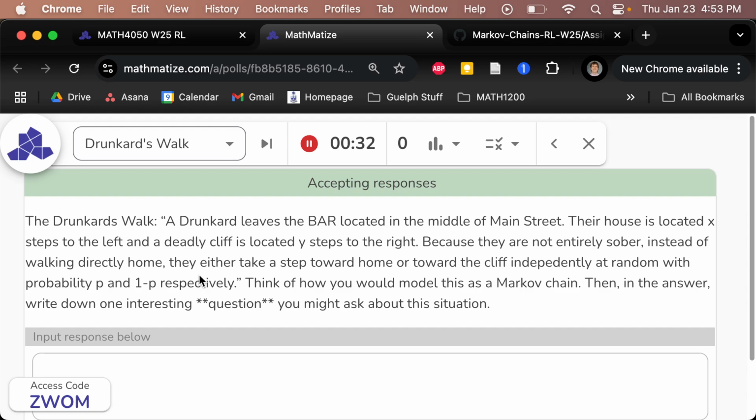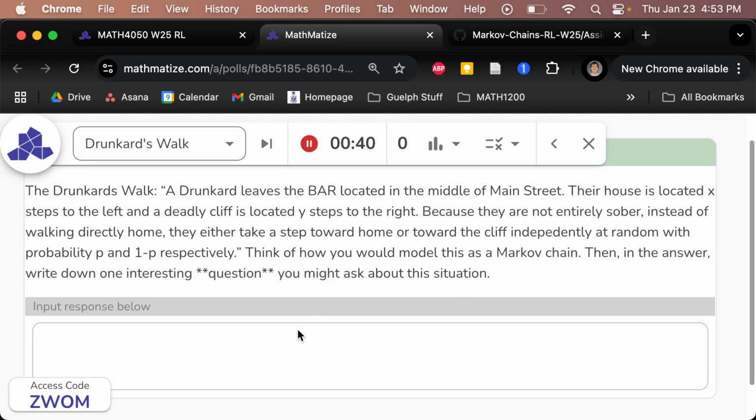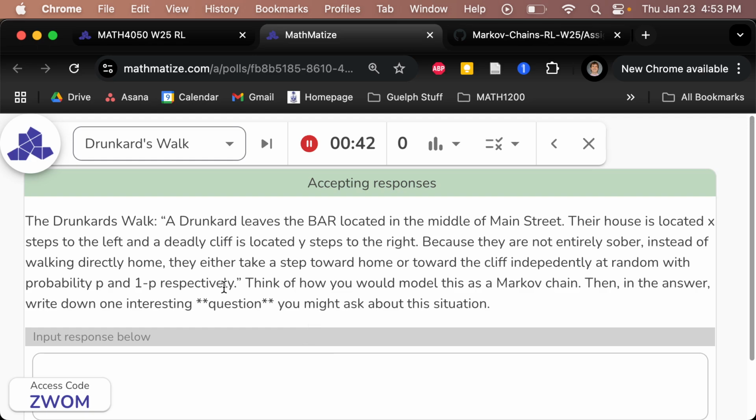What we're going to do is turn this thing into a Markov chain, and there are a lot of different fun questions you can ask about the drunkard. I want you to think of one question that you think is interesting, and then think of what the Markov chain is and how you would answer the question you are thinking of. I'll give you a few minutes to do that.